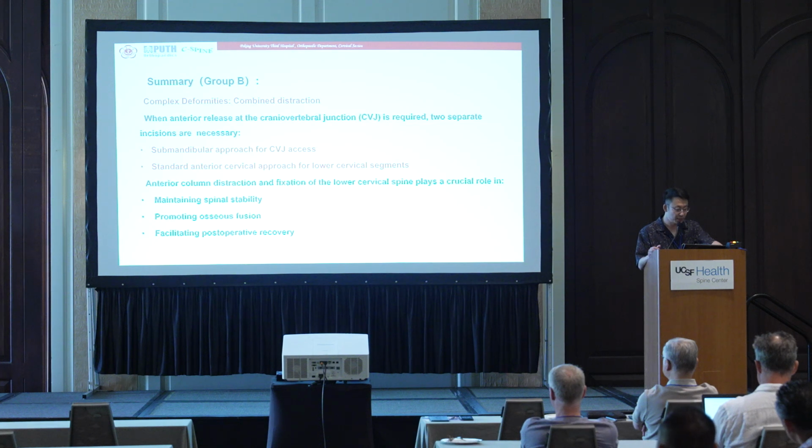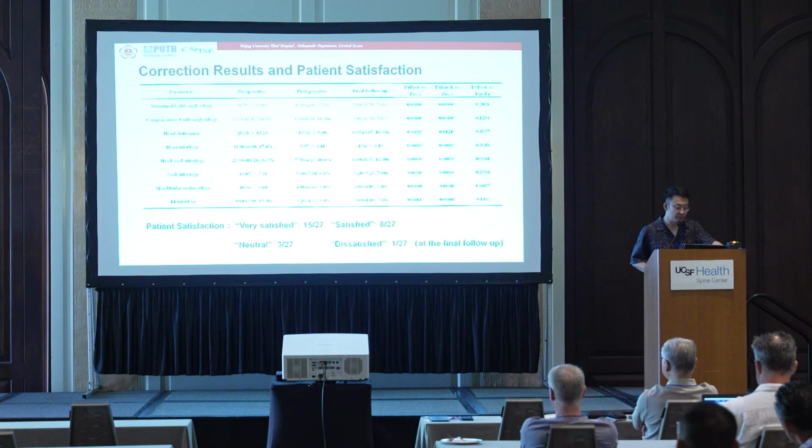Anterior column distraction and fixation at the lower cervical spine plays a crucial role in maintaining spinal stability, promoting osseous fusion and facilitating postoperative recovery. So you can see the patient satisfaction after all of this surgery. Most of the patients, 23 out of 27, had satisfied or very satisfied outcomes.